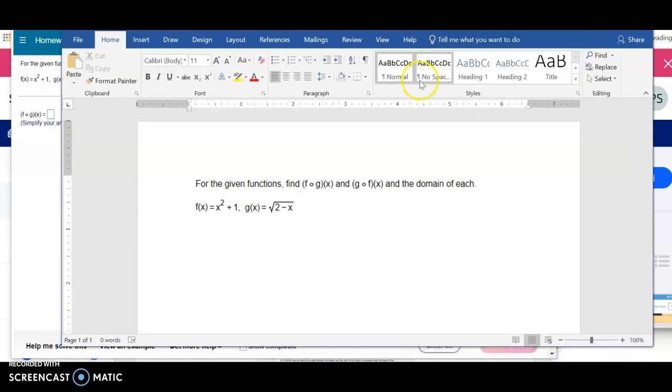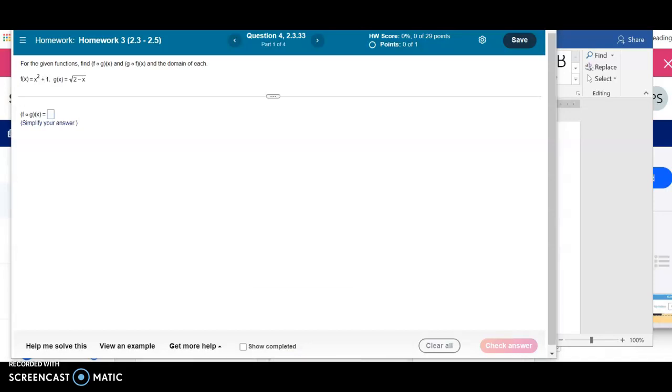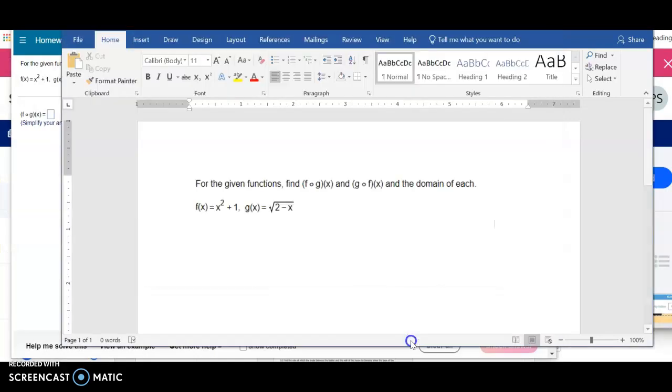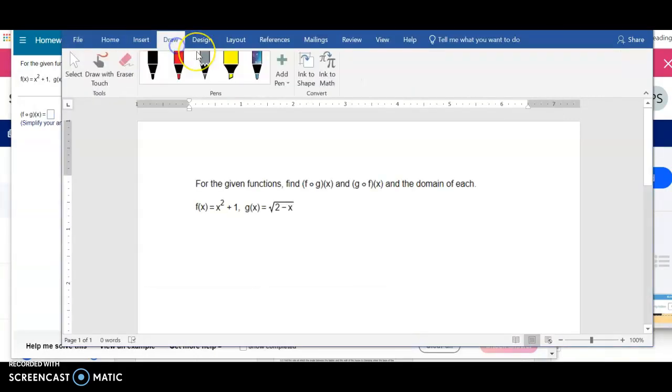Okay. First, I'm going to find f of g. So f of g, we have this notation, right? And it helps me always to rewrite that using just kind of our normal notation. What does that mean? That means plug in g, the whole function g, into f.